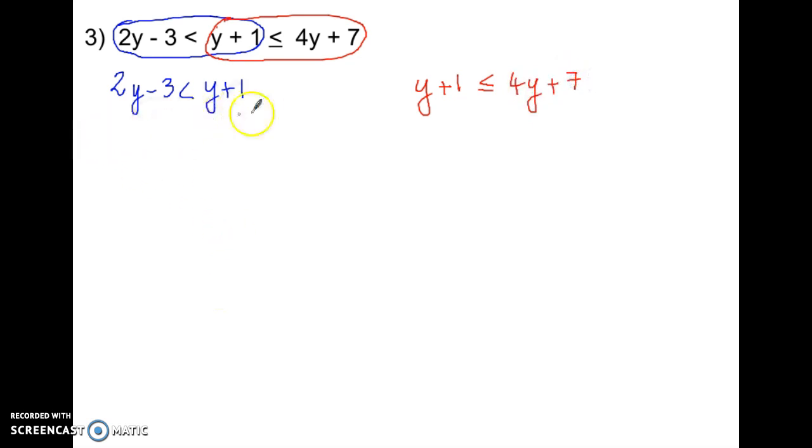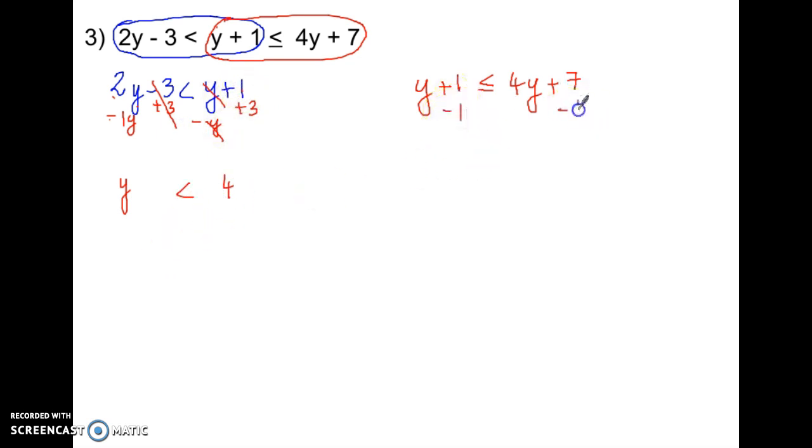Then we solve each one separately. I want to bring all the y on the same side, so I subtract y on both sides. And then I bring the numbers on the other side, so I do that. So y and y cancels. 2y minus 1y will become y. Negative 3 positive 3 cancels. 1 plus 3 is 4. So I got my solution to the left side.